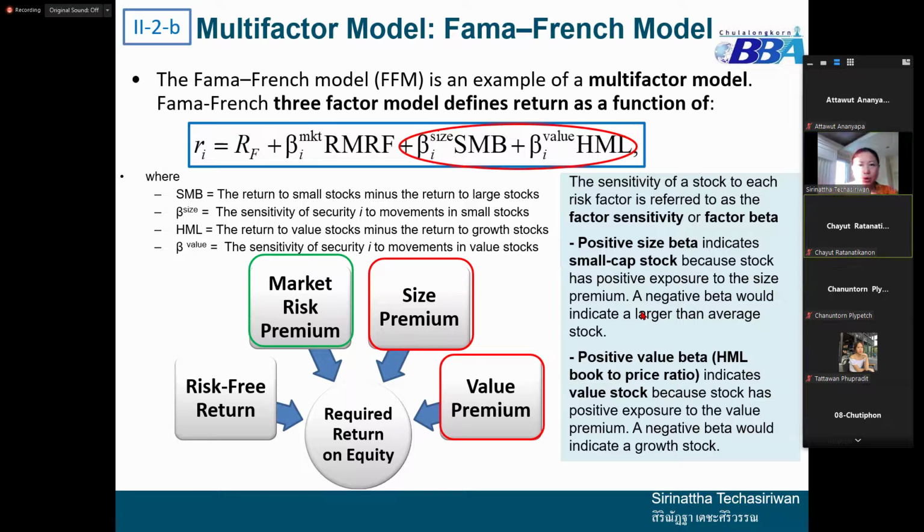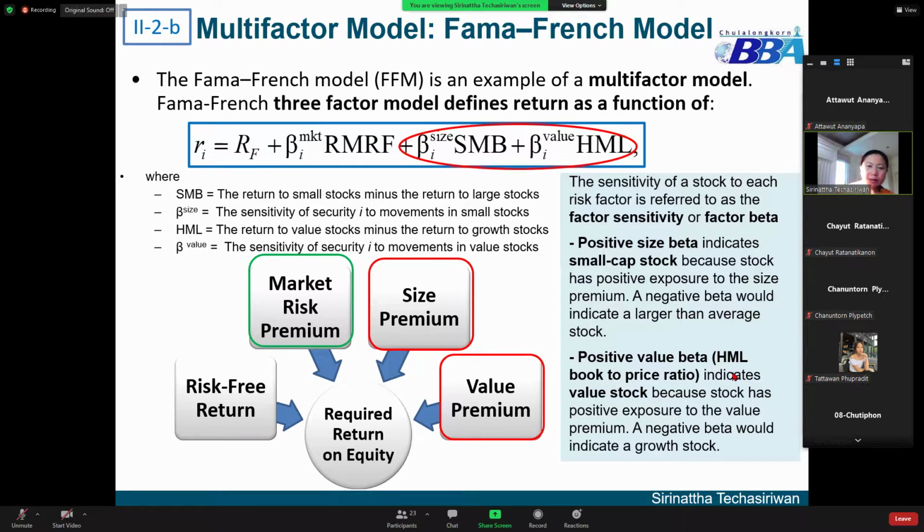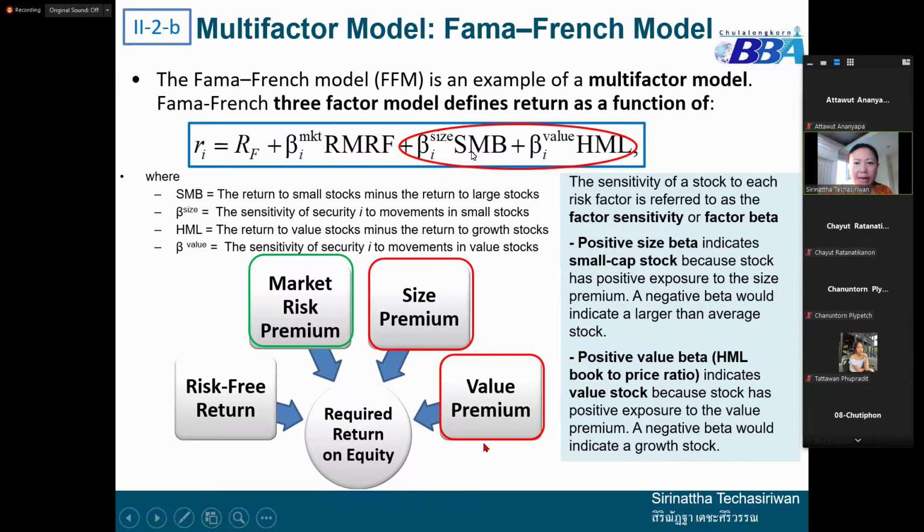All right. So when we talk about small cap, it means a lower level of market value of equity compared to other companies. Big cap has a higher level of market value of equity, right? And so small minus big refers to the return from small cap stock minus the return from big cap stock.